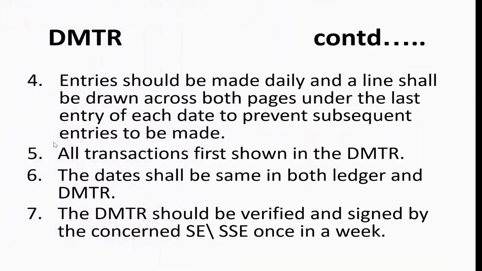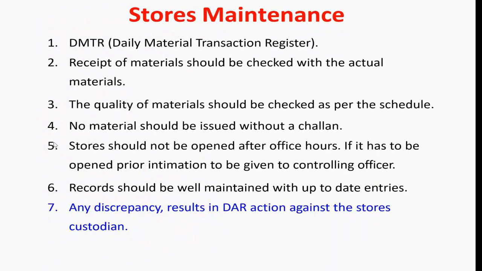3. Entries should be made daily and a line shall be drawn across both pages under the last entry of each date to prevent subsequent entries being made. 4. All transactions are first shown in the DMTR. 5. The dates shall be the same in both ledger and DMTR. 6. The DMTR should be verified and signed by the concerned section engineer or senior section engineer once in a week. Stores maintenance.